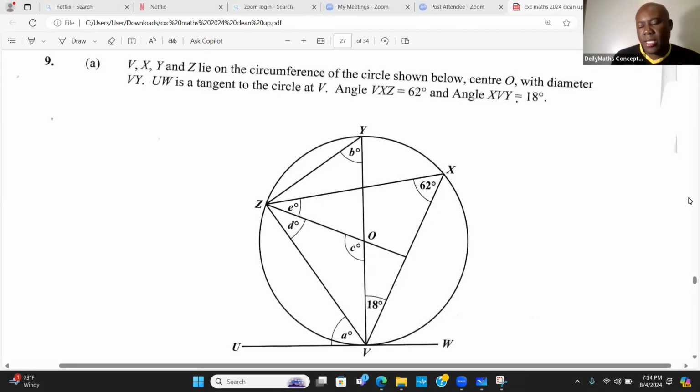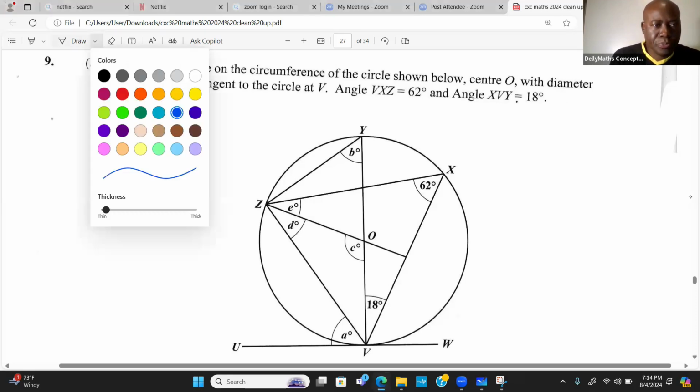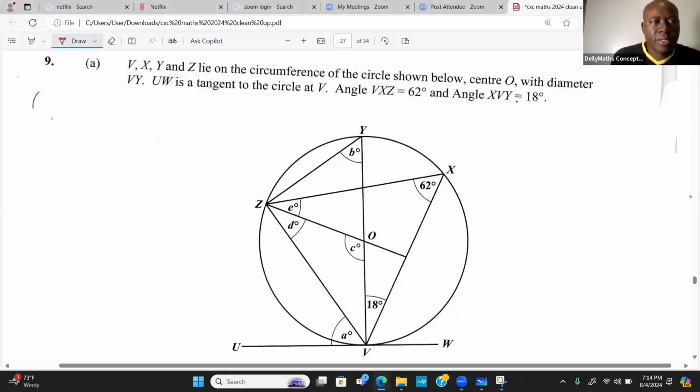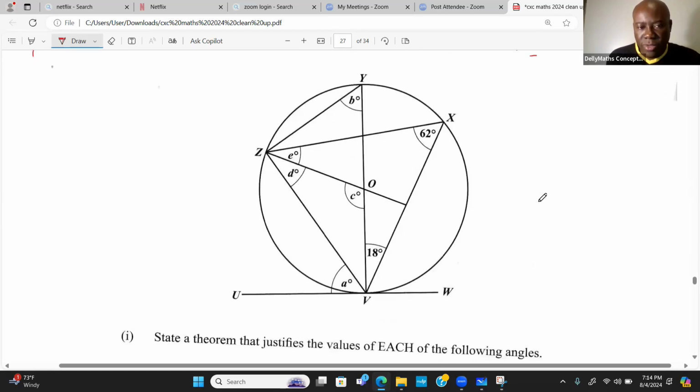What we're looking at today is a circle theorem question. So I'm just going to quickly go through. Here's the question. It reads, V, X, Y, and Z lie on the circumference of a circle shown below. The center is O, and the diameter is VY. UW is a tangent to the circle at V. Angle VXZ is 62, and angle XVY is 18.